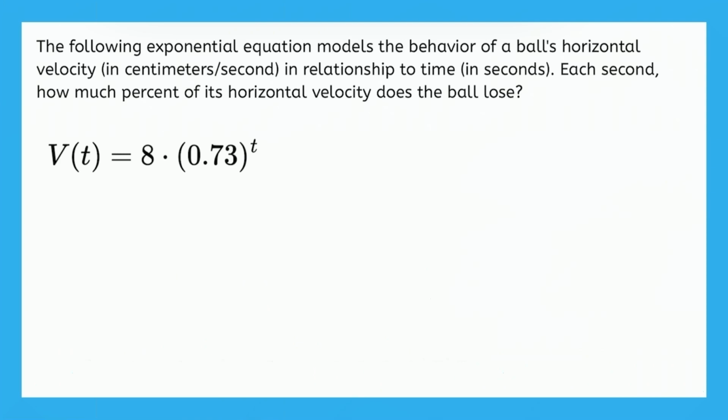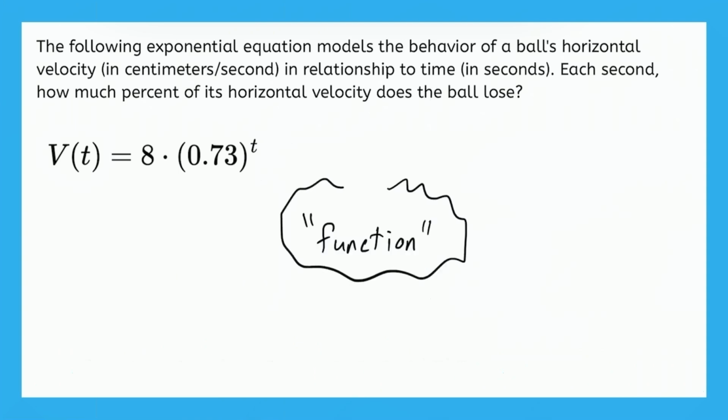So v of t corresponds to the velocity of the ball, and t corresponds to time. So one way to think about this is that v of t is determined by the value of t, okay? So the ball's velocity is a function of time, okay? But what does that really mean? It means that as this value for t changes, the velocity of the ball will also be changed.